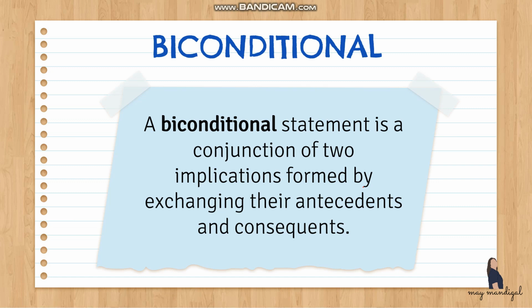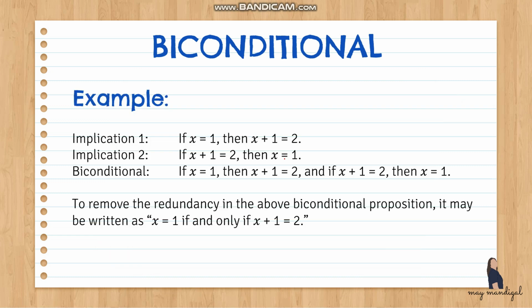And last, we have the biconditional. A biconditional statement is a conjunction of two implications formed by exchanging their antecedents and consequents. So here we have two implications and we connect them using conjunction, so using and. All we have to do is interchange the antecedent and the consequent. So let's have this example right here.